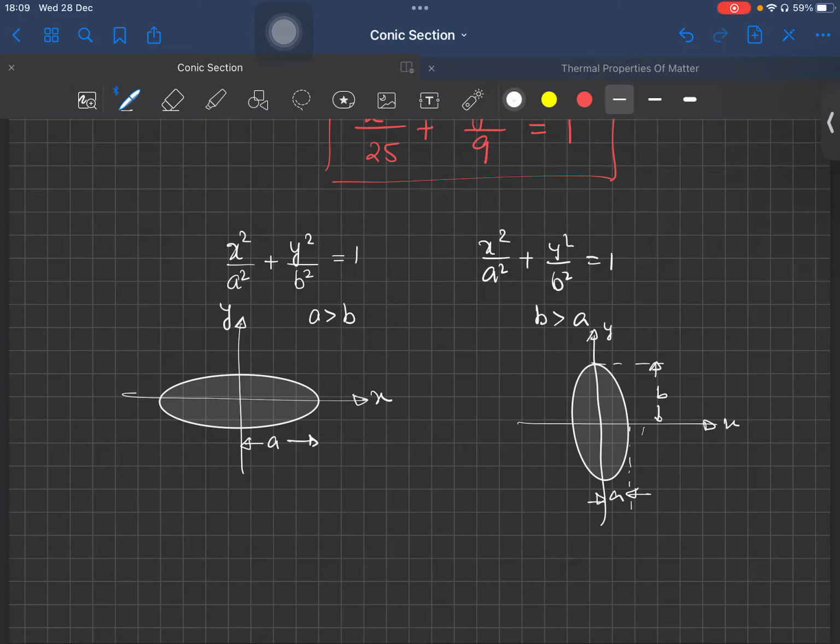And eccentricity in this case, e is equal to square root of 1 minus (b upon a) whole square. And in this case, e is equal to square root of 1 minus (a upon b) whole square. So this is how we can find the equation of ellipse.